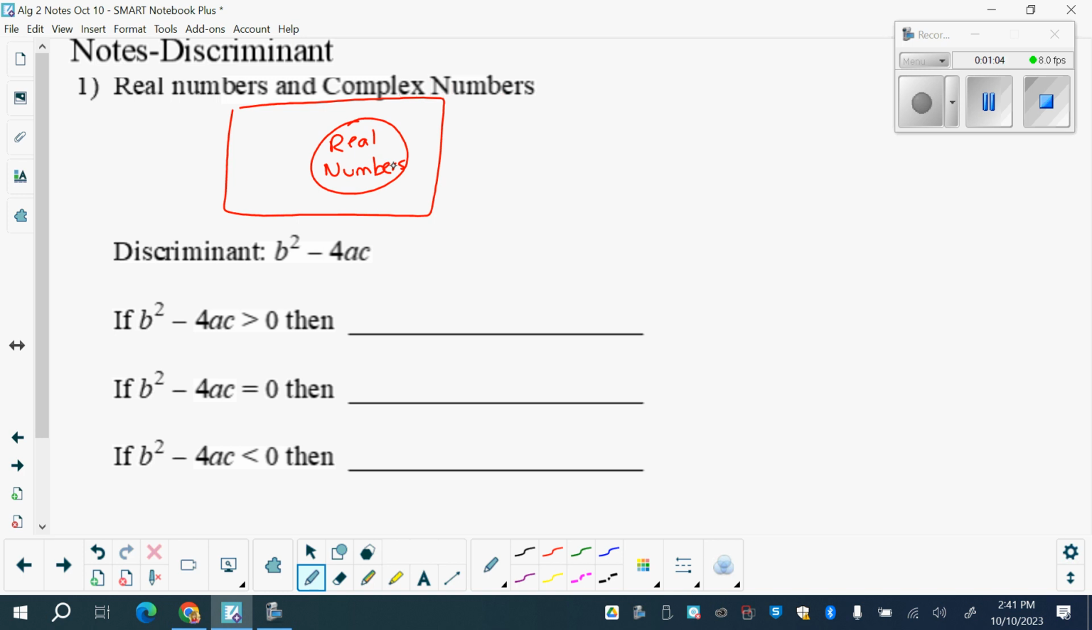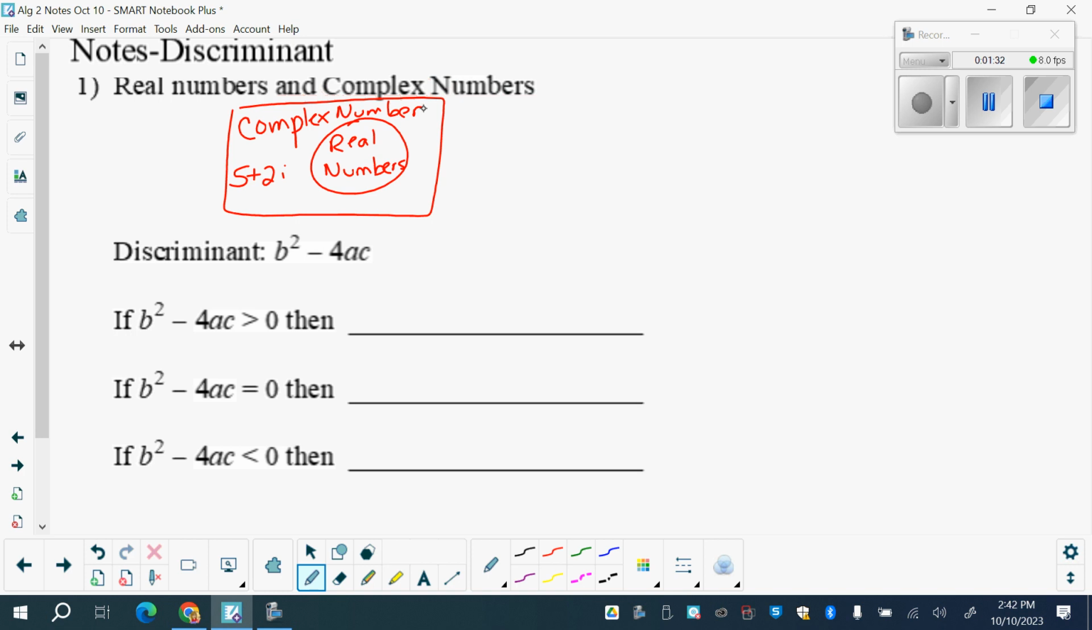What's the new number that I talked to you about in this class? Yes, i. Good. So for example, 5 plus 2i would be a complex number. So they include the real numbers, but they also have i's. Does that make sense? Remember that when we first talked about that.